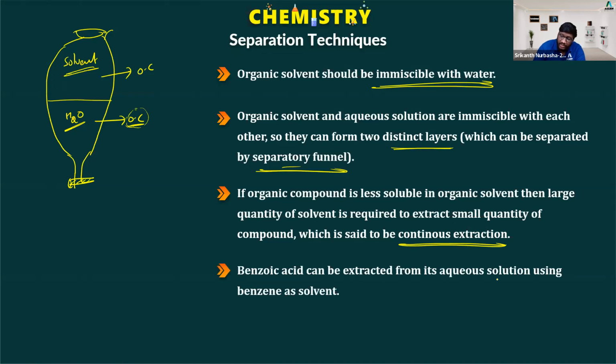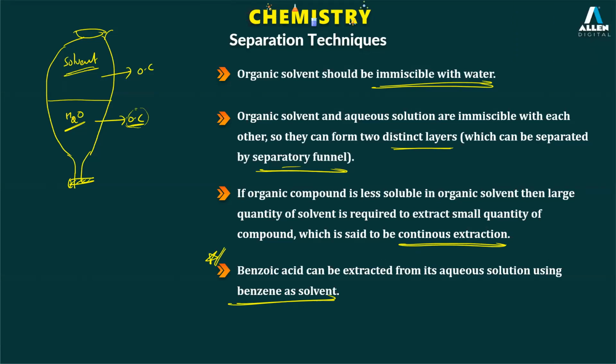Benzoic acid can be extracted from its aqueous solution using benzene as a solvent. This is an example. Is that point clear to everyone or not? Yes, sir. Right? Very good.